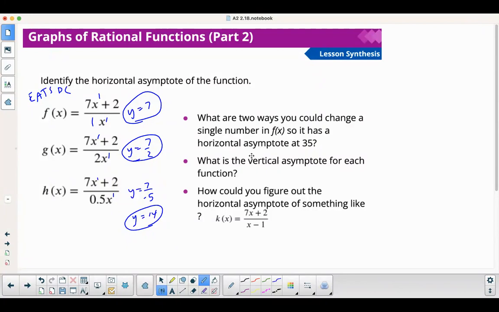What are 2 ways you could change a single number so it has a horizontal asymptote of 35?